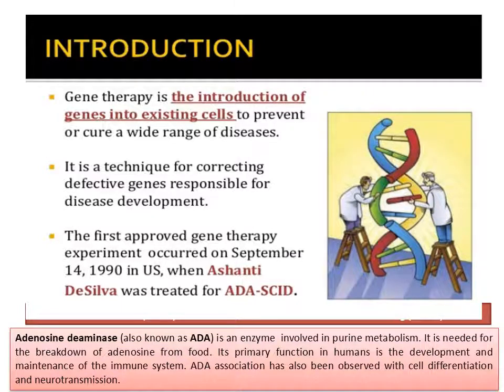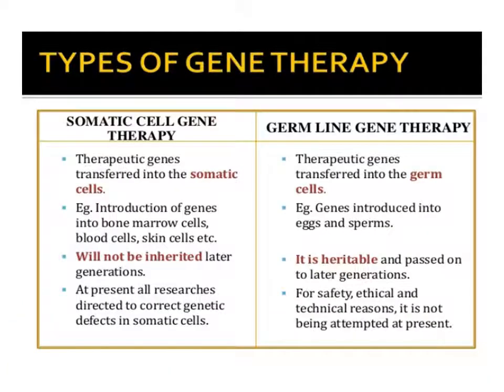Gene therapy is the process of replacing defective genes with healthy ones to treat, cure or prevent a disease or medicinal condition. On the basis of cell type, there are two types of gene therapy: somatic cell gene therapy and germline gene therapy. In somatic gene therapy, therapeutic genes are transferred into somatic cells like bone marrow, blood cells, skin cells, while in germline gene therapy, therapeutic genes are transferred directly into the germinal cells like eggs and sperm cells.